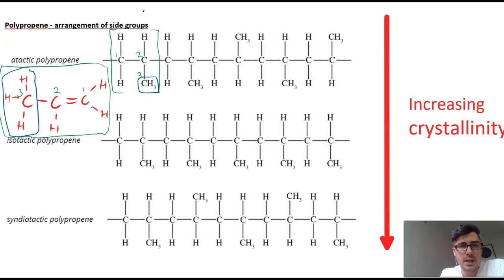So the methyl group can be on either side in a random kind of order. We call this atactic, and this means that there's no particular order to it at all, and this is the least crystalline arrangement. If you have isotactic, that means that all of the methyl groups are on one side, and this one is somewhere in the middle.